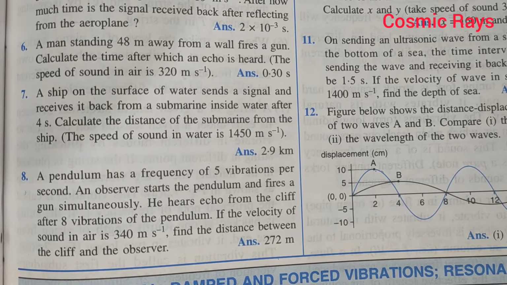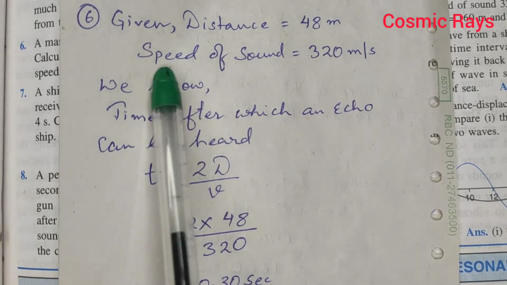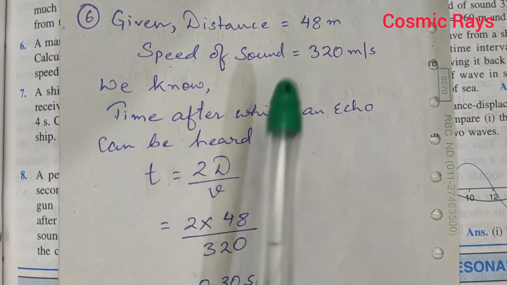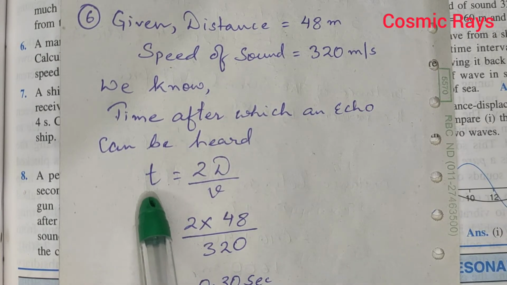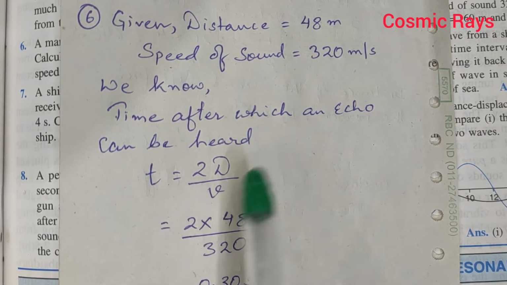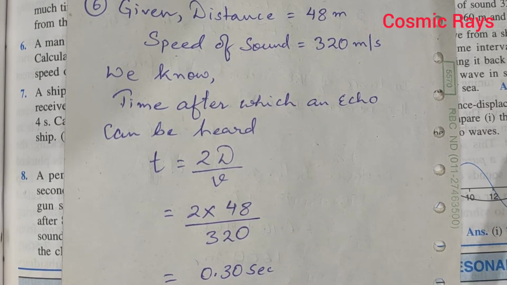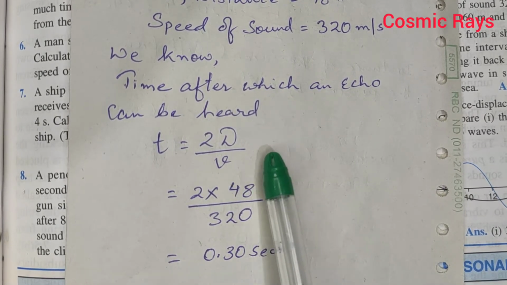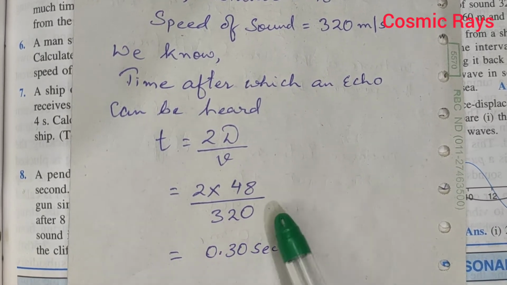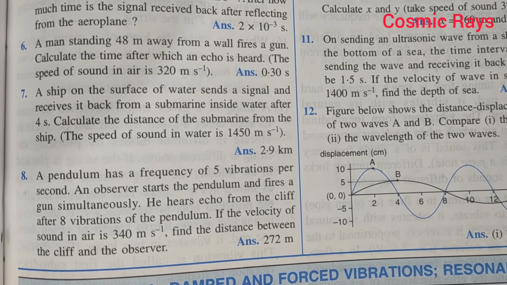Now for this we have written the given things, that is distance is 48 meters, speed of sound is 320 meters per second. So we know that time after which an echo can be heard, time period t, is equal to 2d upon v. So here 2 into distance, 48, and then divided by the velocity of sound in air, that is 320. So after calculation we get it to be 0.30 seconds. Now let's take a look at the next question, question number 7.